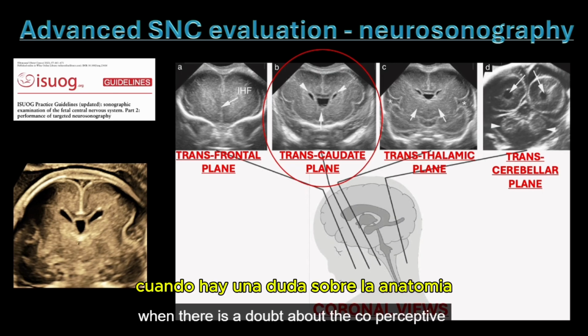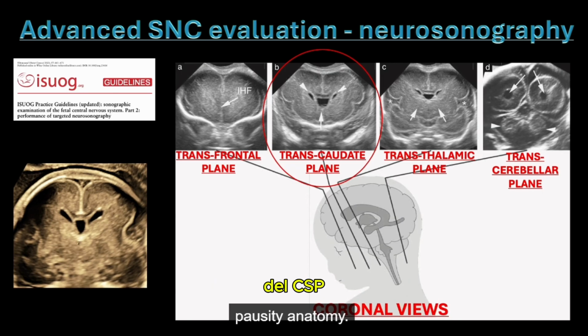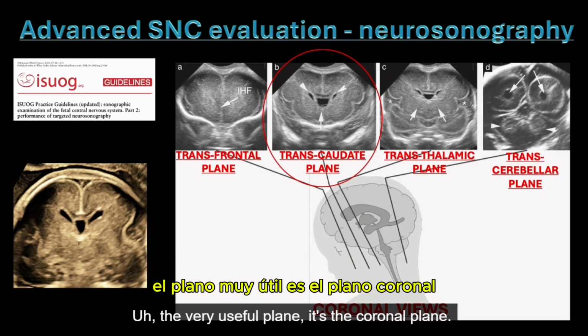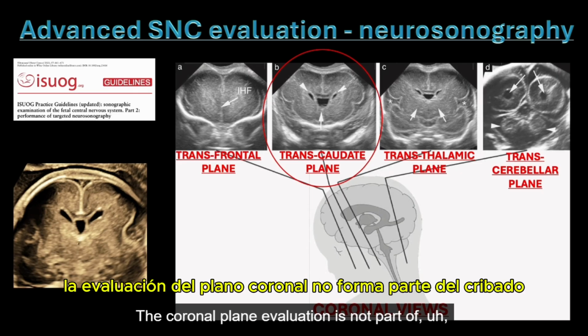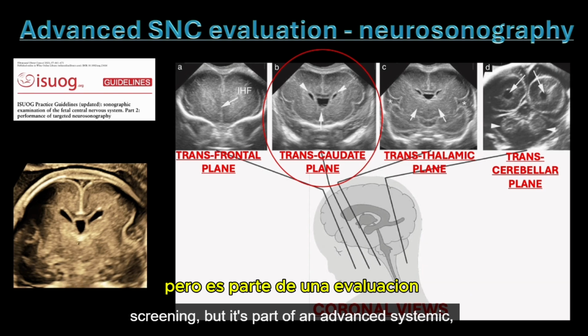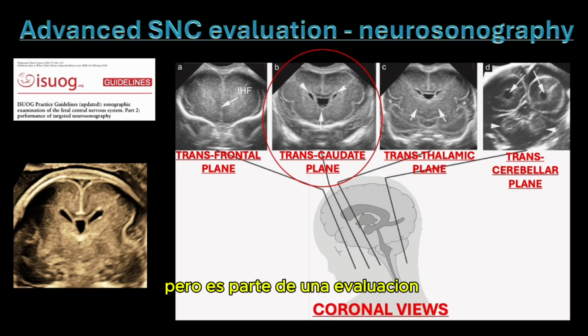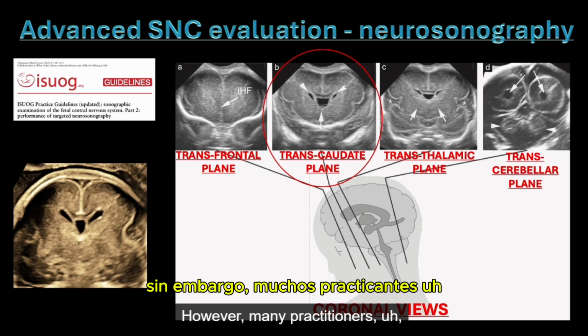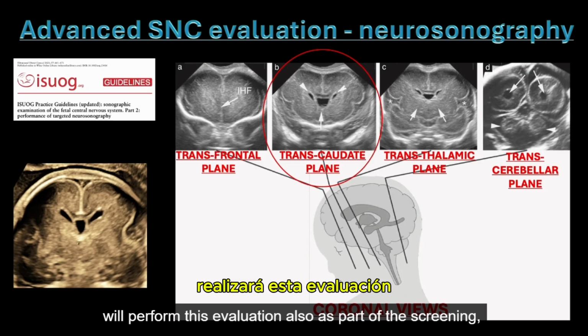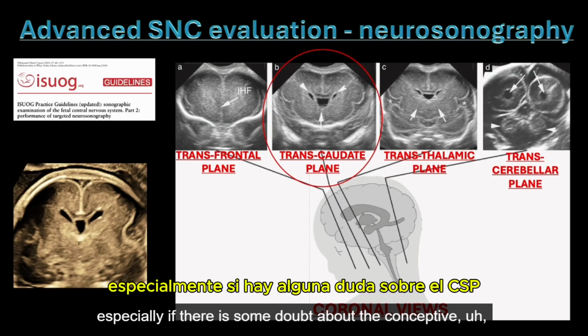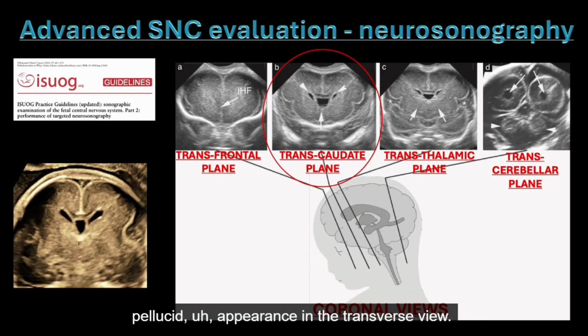When there is a doubt about the cavum septum pellucidi anatomy, a very useful plane is the coronal plane. The coronal plane evaluation is not part of screening, but it's part of an advanced neurosonography evaluation. However, many practitioners will perform this evaluation also as part of the screening, especially if there is some doubt about the cavum septum pellucidi appearance in the transverse view.